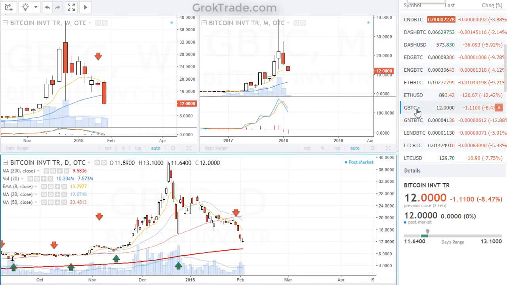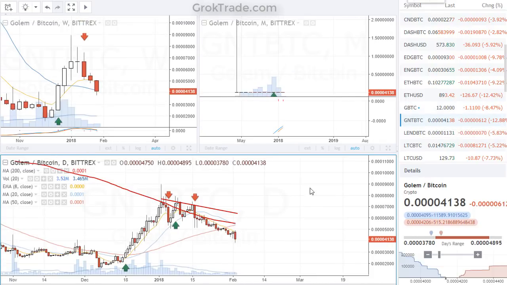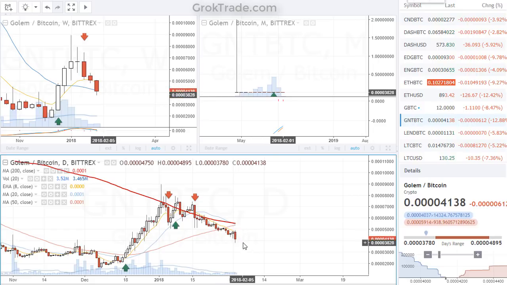GBTC. This is GBTC. We don't need to get into this. This is the Bitcoin inventories that you can trade in your IRA. I got a sell on it right now. And let's go to GNT, BTC. We got a sell on this. We're up, and then a sell. We're dropping down. We're down below a lot of moving averages. So it's not one I'd want to be in.